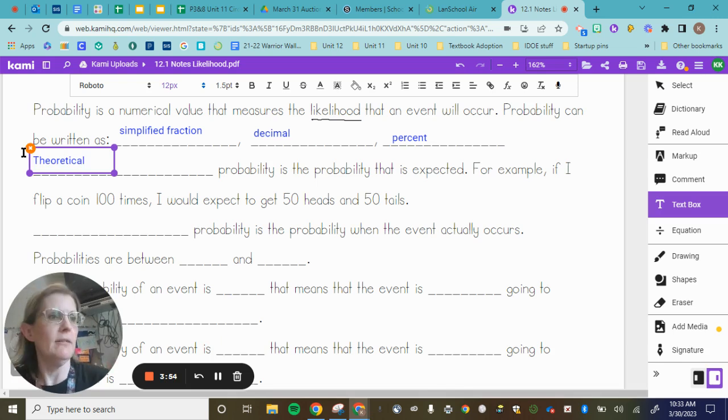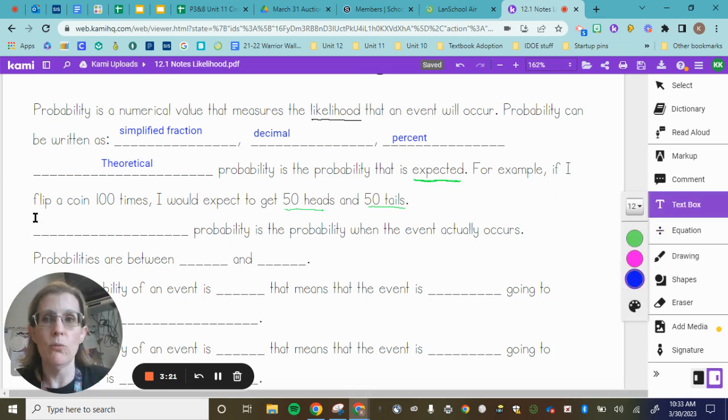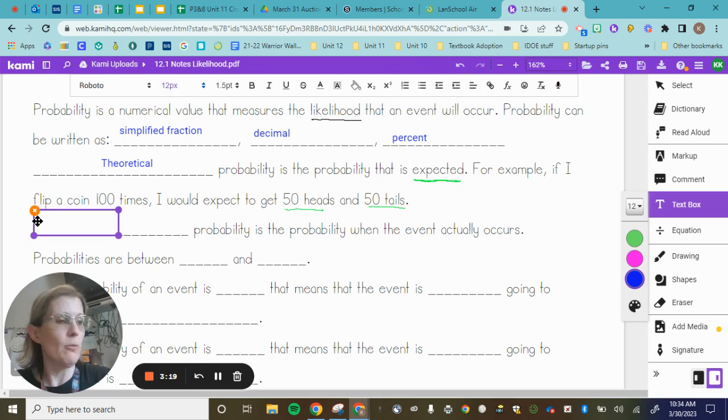Theoretical probability is the probability that is expected to happen. So it's what should happen if the world was perfect. For example, if you flipped a coin 100 times, because there are two ways you could flip a coin, either heads or tails, and they're equally likely, you would expect to get 50 heads and 50 tails. But as you know, that doesn't always happen. So theoretical is, in a perfect world, what would it look like if the numbers all worked out correctly?